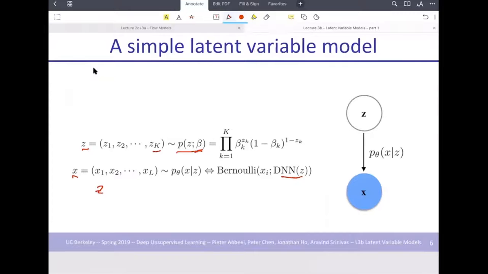So we first get z, and then when we pass it through the function approximator, we will get, let's say L is 3.